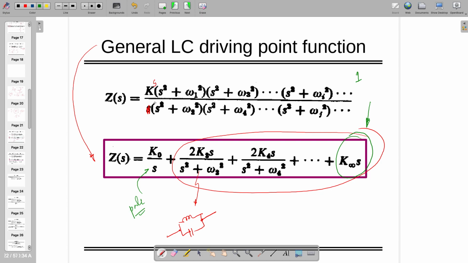If the numerator is higher, then you will have more zeros than poles, and the difference will again be 1. If the numerator has higher degree than the denominator, then the difference will be 1. And just to balance this, we are going to add either one extra pole or extra zero, which will be at infinity.